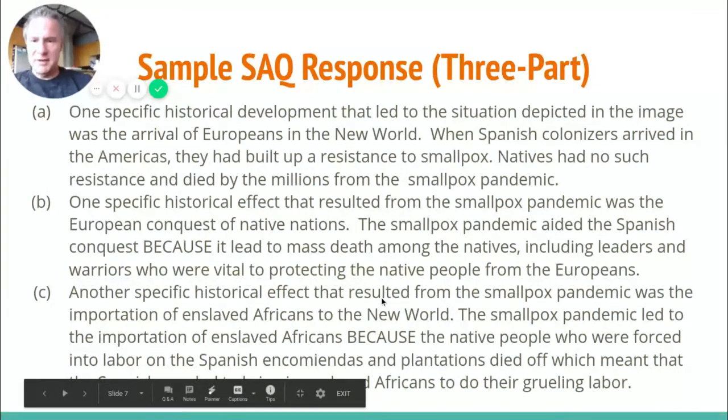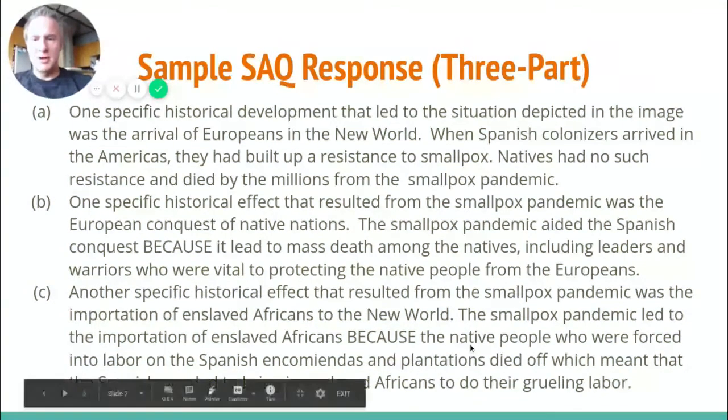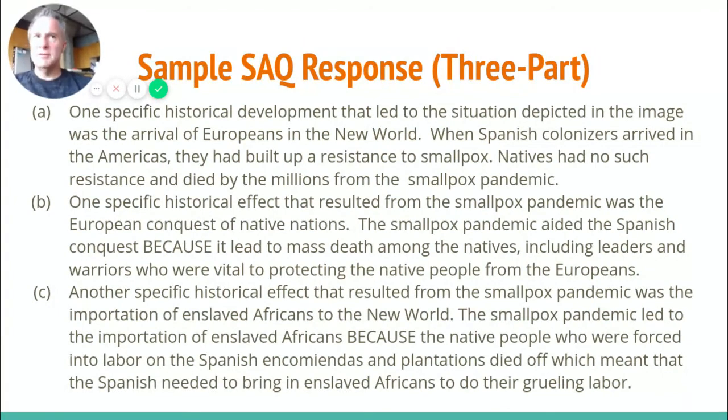My second effect and my third part to my SAQ is that the smallpox epidemic led to enslaved Africans being brought to the New World. And I went on to explain that that occurred because the Native American labor supply was depleted and the Spanish needed people to do the labor on the plantations and on the encomiendas. So that's what an SAQ response looks like. I personally like these. I think they're very straightforward. As long as you know your objective, you should be able to answer them.